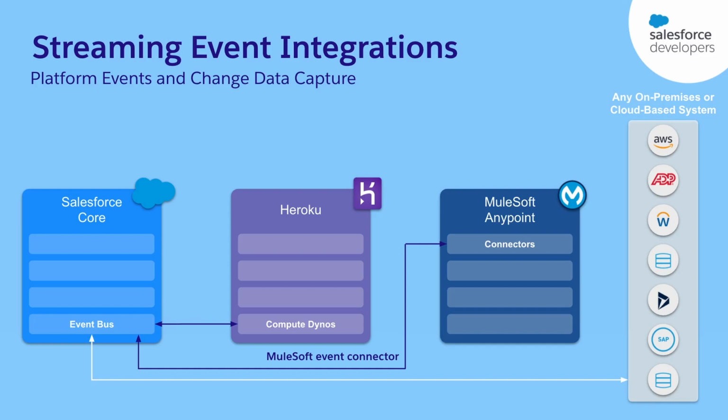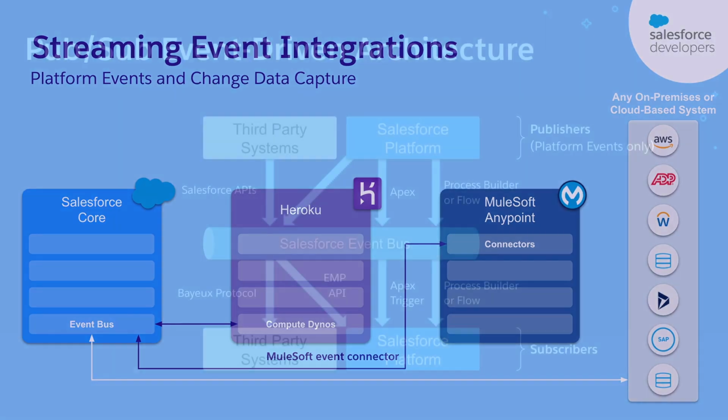Let's now talk about streaming events. This technology allows you to build event-driven architectures and decouple your integrations. Streaming events rely on the Salesforce Event Bus that's part of Core. Let's see how this works.